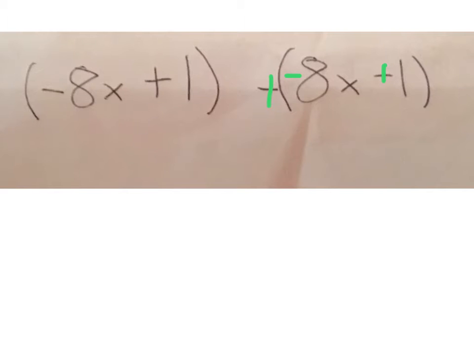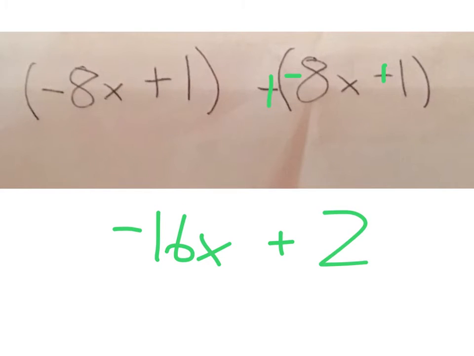Now we can add. So negative 8x plus negative 8x is negative 16x. Then we add 1 plus 1, which is 2. So the answer is negative 16x plus 2.